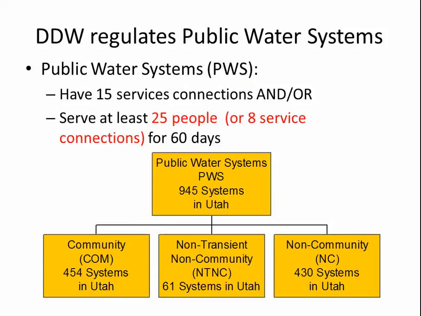Okay, so our offices, we are in charge of regulating public drinking water systems, and we have a very specific definition of what a public drinking water system is. And you need to know this, especially if you're going to take the exam. A public water system is a system that has at least 15 service connections and or serves at least 25 people or 8 service connections for 60 days out of the year.